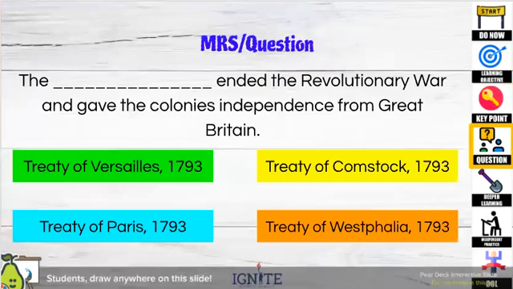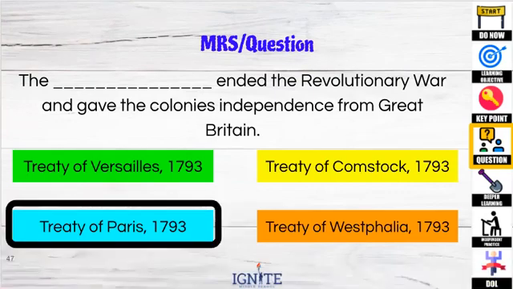The blank ended the Revolutionary War and gave the colonies independence from Great Britain. Go ahead and pick which document that was. Pause the video and select your response. So the correct answer for this one: the Treaty of Paris in 1793 ended the Revolutionary War and gave the colonies independence from Great Britain.